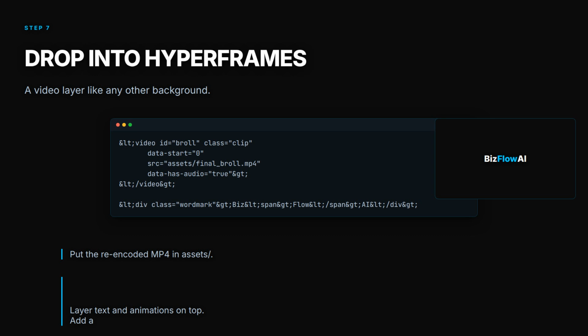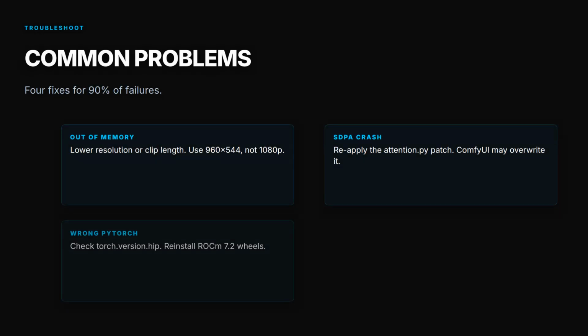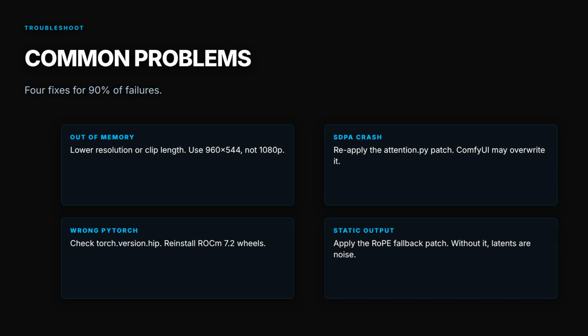Before we finish, here are the problems you are most likely to hit and the fixes. First, out of memory. If you see ROCm errors, lower the resolution or shorten the clip length. 960 by 544 works on the R9700. 1920 by 1080 does not, yet. Second, the SDPA crash. If sampling dies right after the model loads, your attention patch is missing or ComfyUI overrode it. Reapply the SDPA bypass patch.